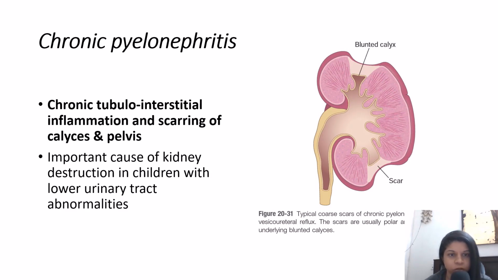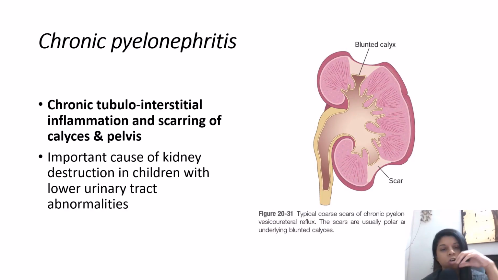Chronic pyelonephritis is the same thing. The tubules, interstitium, and the renal pelvis are affected by chronic inflammation, and later on there will be scarring of the calyces and pelvis. So there is chronic inflammation of tubules, interstitium, and the renal pelvis, and then there is scarring of the calyces and the pelvis.